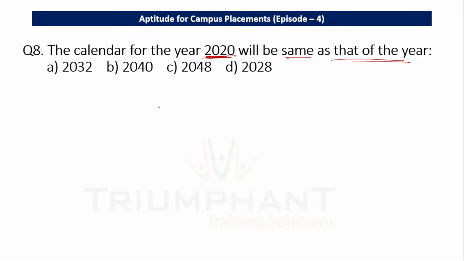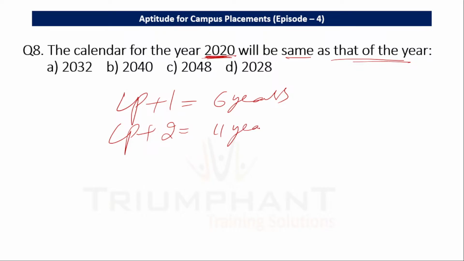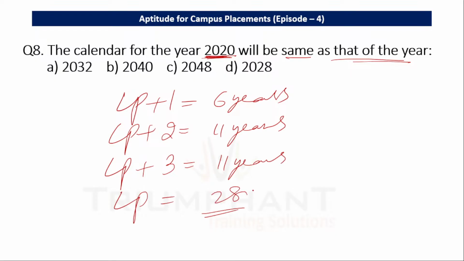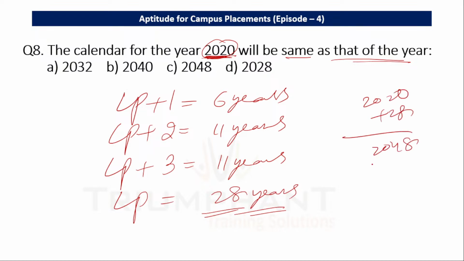I think in our last episode we also discussed these types of questions. If a year is of the format leap year plus 1, it repeats every 6 years. If a year is of the format leap year plus 2, it repeats every 11 years. If a year is in the format of leap year plus 3, it repeats every 11 years. If a year is a leap year, it repeats every 28 years. Now, as 2020 is a leap year, this repeats every 28 years. So it's a straightforward and direct question.